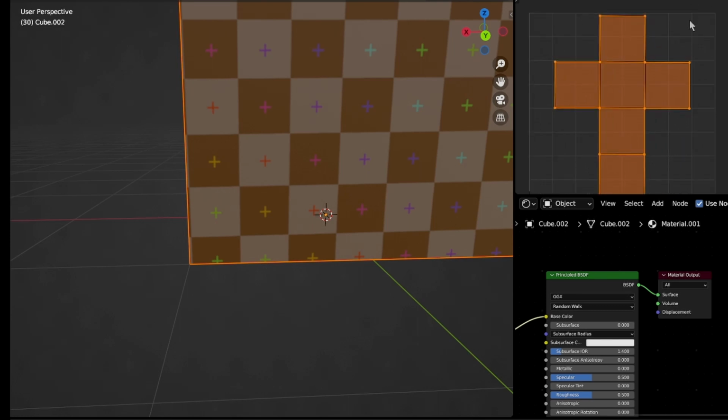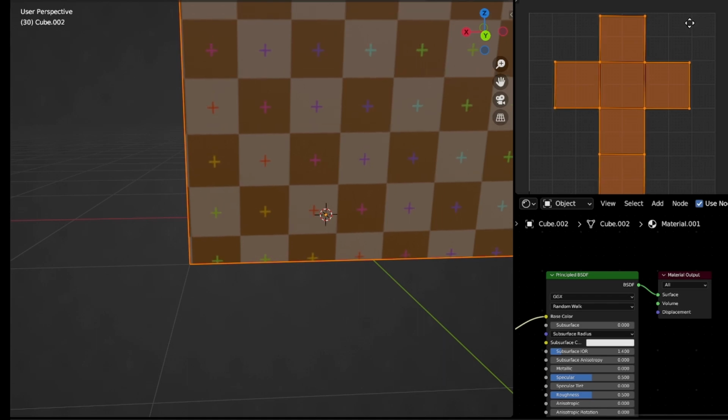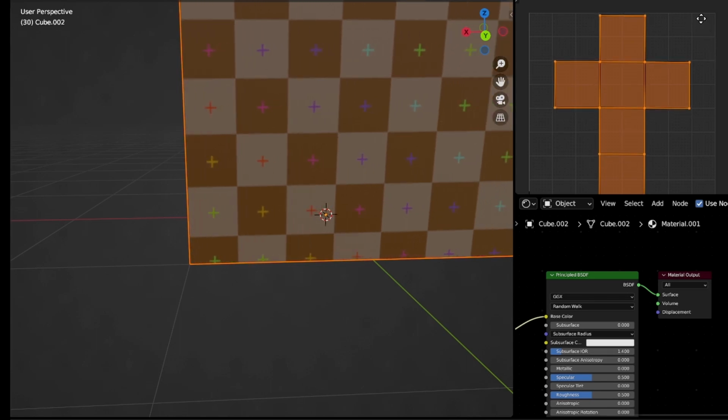So anyway, guys, that's the walkthrough of the UVs. That's how I was able to deal with my own problem solving within the UV.